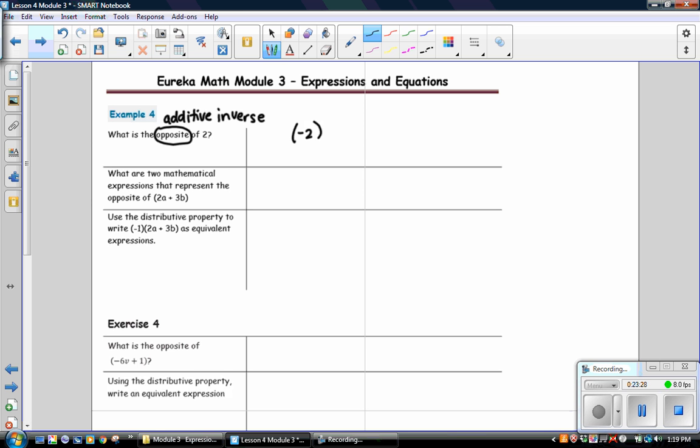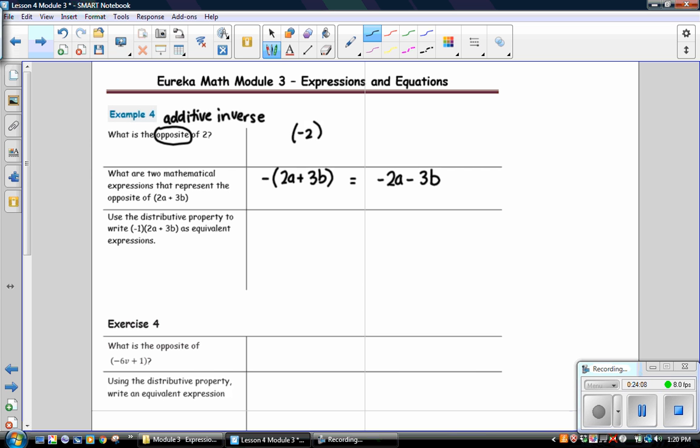What are the 2 mathematical expressions that represent the opposite of the quantity 2a plus 3b? Our 2 mathematical expressions, one of them would be the opposite of the quantity 2a plus 3b. And then the other one, if you want the opposite of that quantity, that means you want the opposite of each term. So the opposite of 2a is -2a. And the opposite of adding 3b is subtracting 3b. So both of those are opposites, but they are written in different ways. They are equivalent to each other.